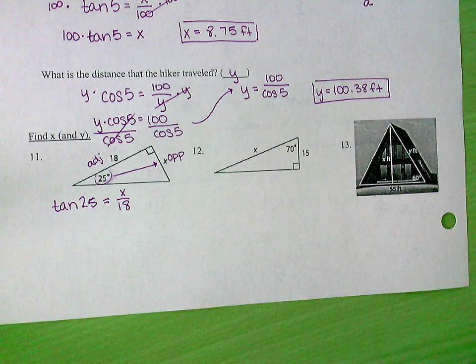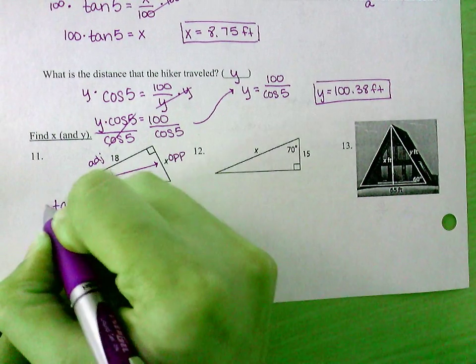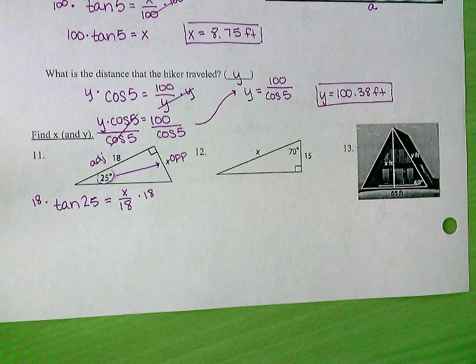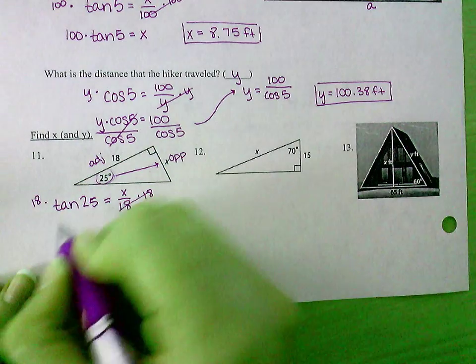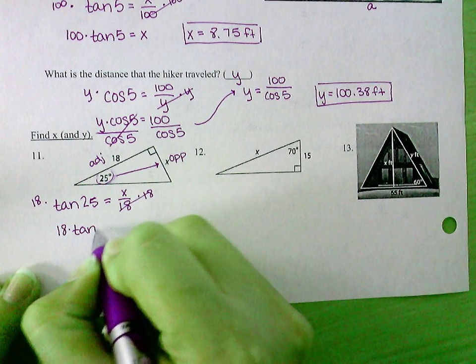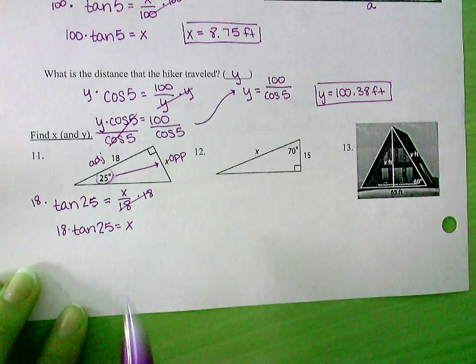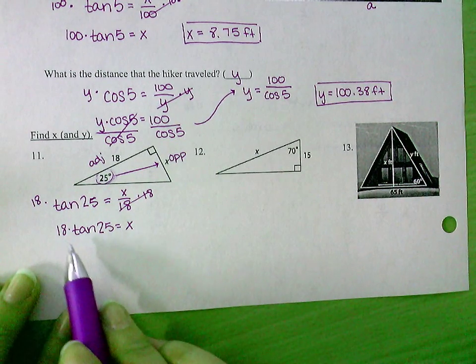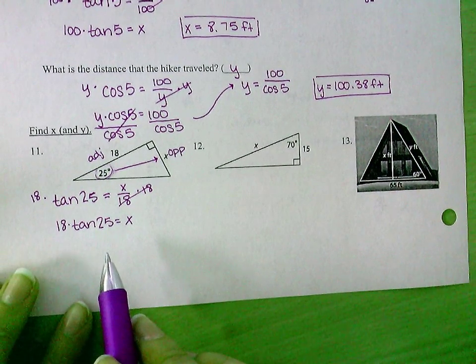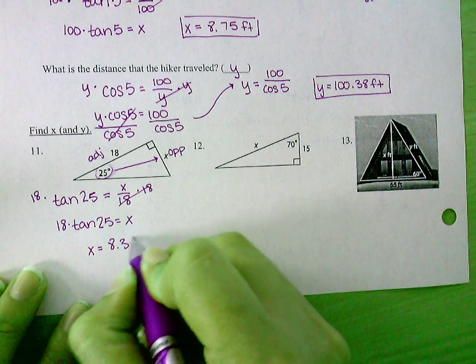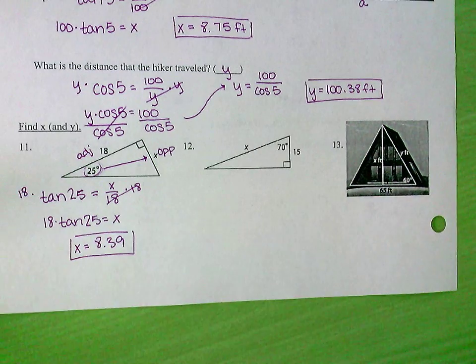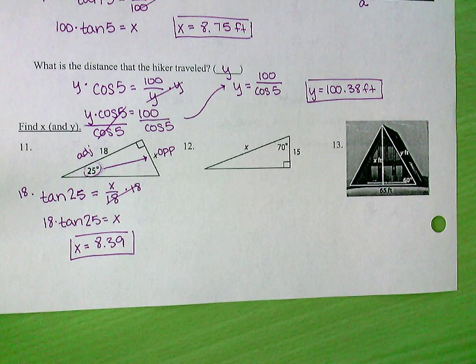What do I do to solve for x? 18 on both sides. So I'm multiplying by 18 on both sides, so they cancel out here. So I have 18 times the tangent of 25 equals x, and I could plug this into my calculator. Oh, what's the answer? Good. You should have gotten x is equal to 8.39.